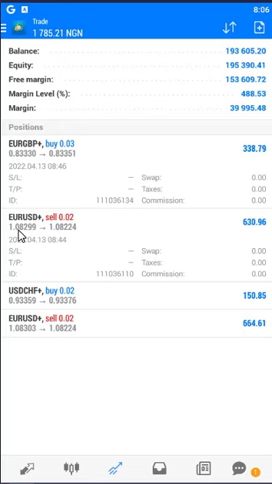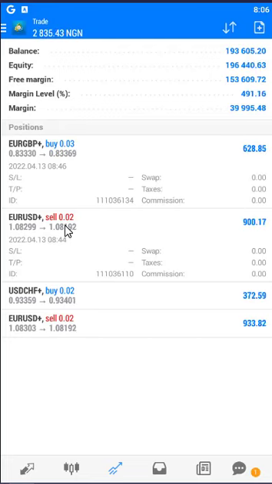So this is 1.08299. This is 1.08186. That means this price is lower than this other price. That means we entered the trade to sell at this price and the market price has moved lower.